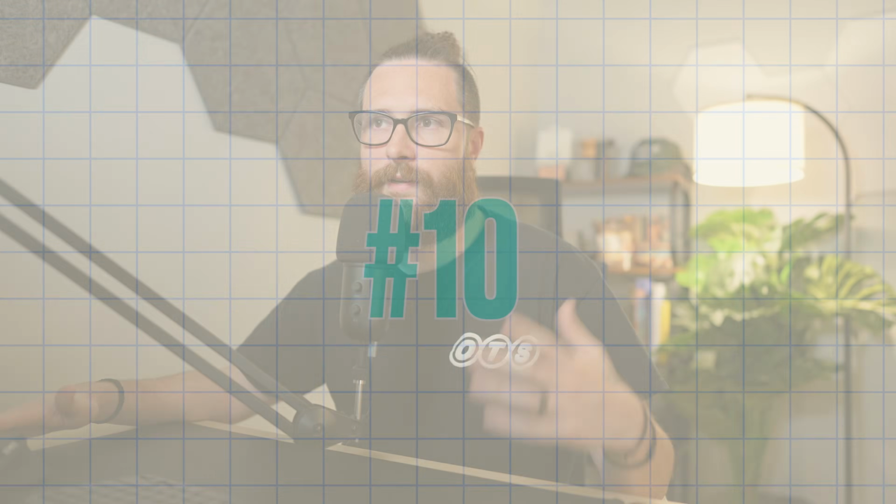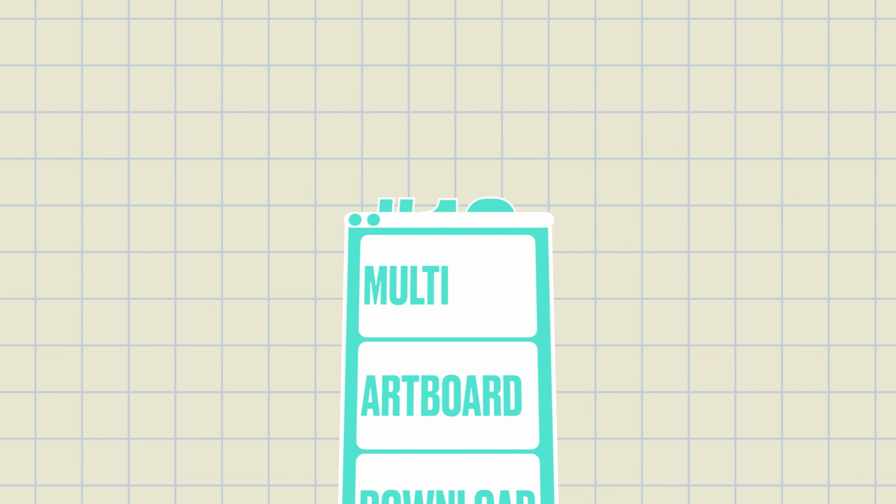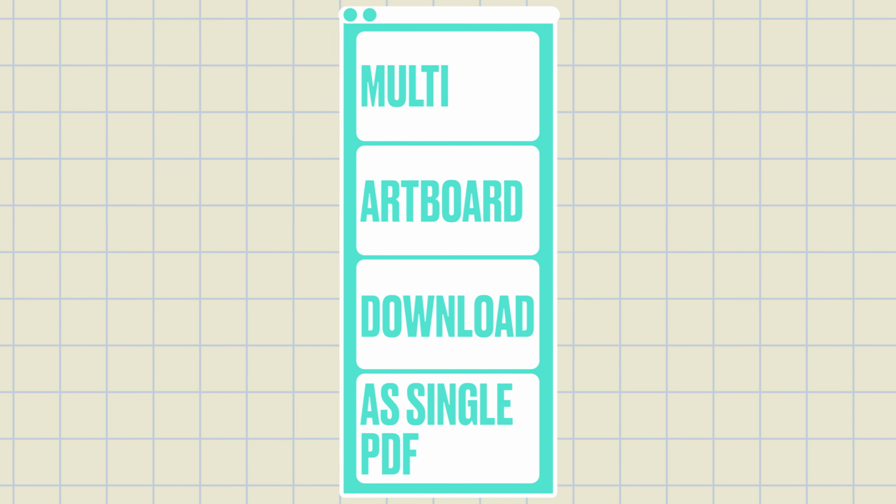All right, and our last secret Kittl feature that, again, is not really a secret, but it may be a little bit difficult to find, is the multi-artboard download as single PDF. In other words, single PDF download. We've had a lot of people asking, how do I download my entire project as one single PDF? Not multiple images, not multiple PNGs, not multiple PDFs, one PDF.